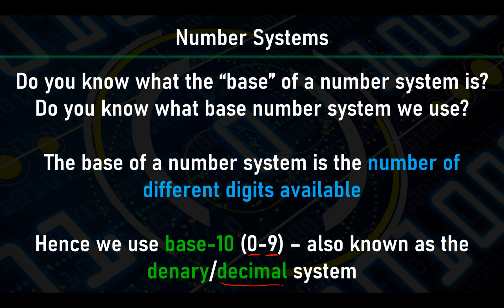I guess everyone has heard of decimals. Denary people have maybe not heard of, but it just means the same thing. And actually in the exam, denary is what they're usually going to use. Now, the reason we say it's base 10 is because there are 10 different digits available. If we count 0, 1, 2, 3, up until 9, that's effectively 10 different numbers.